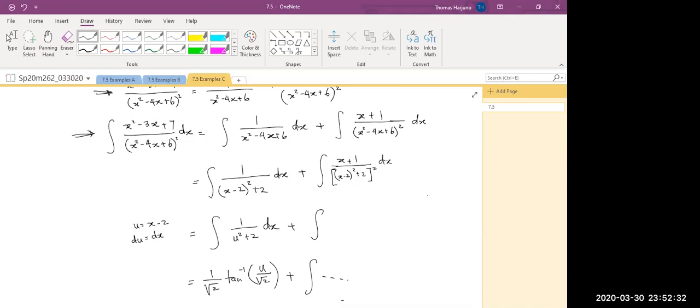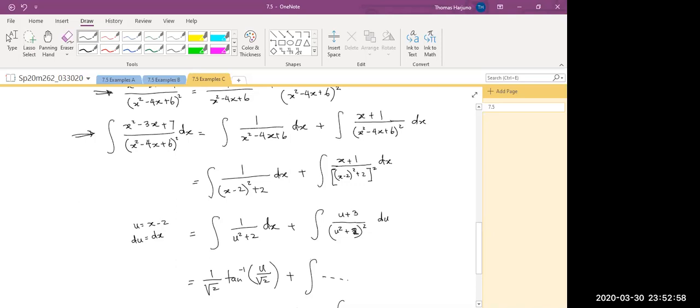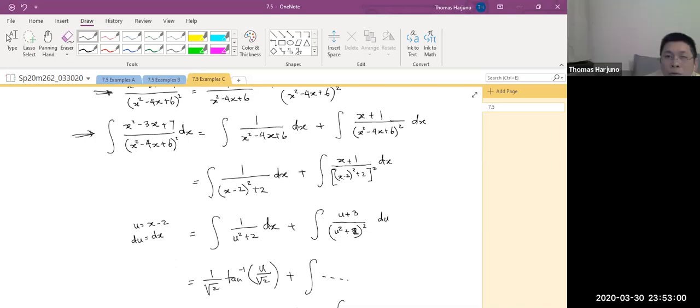I used the same u, and then I got u plus 2 is equal to x, and then x plus 1 is u plus 3. That's right. I have that in mind too. So I get u plus 3 over u squared plus 2, I'm sorry, this should be 2 here, squared, and this is du. Now, what next? And then I split it up.